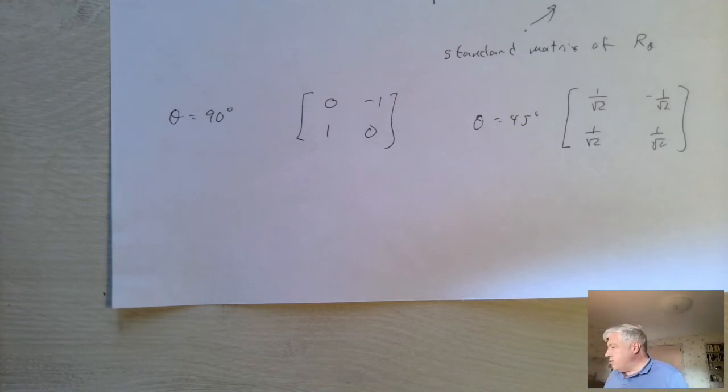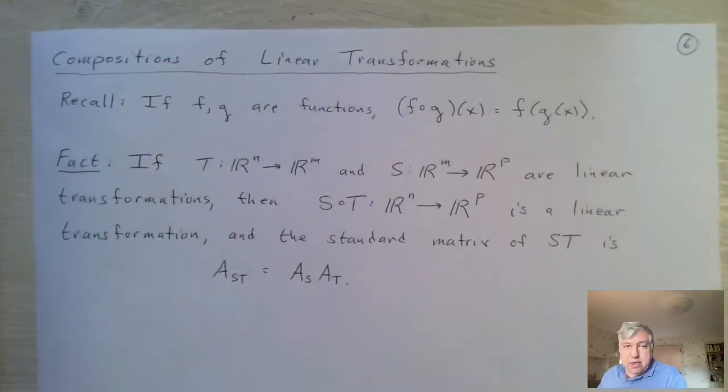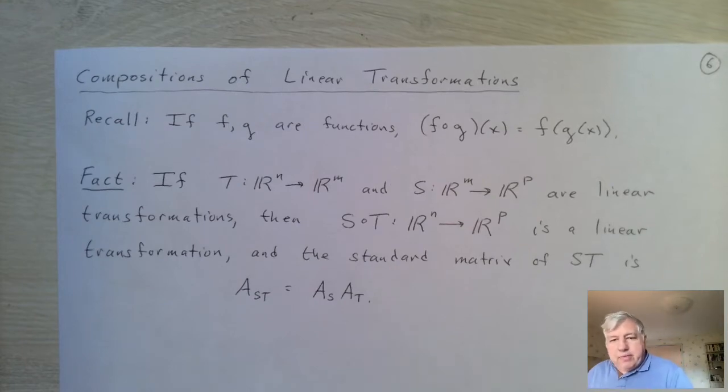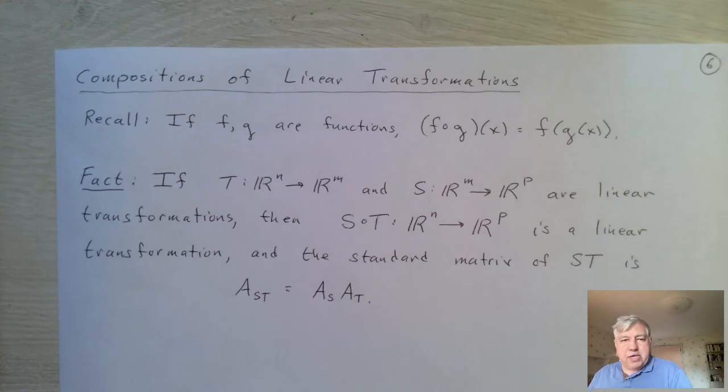We're going to see there's a nice little application of this. But before we do that, I do want to talk about compositions of linear transformations, because this topic basically justifies the way we multiply matrices. One of the reasons why we define multiplication of matrices the way we do is we want these standard matrices to be compatible with composition of their linear transformations.